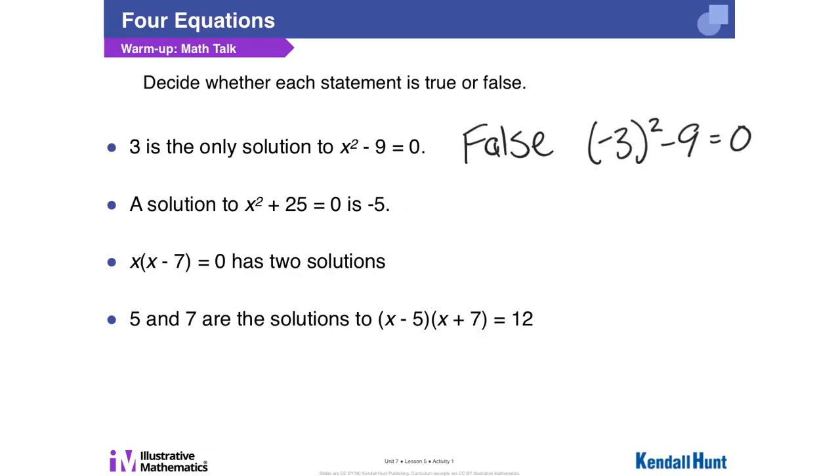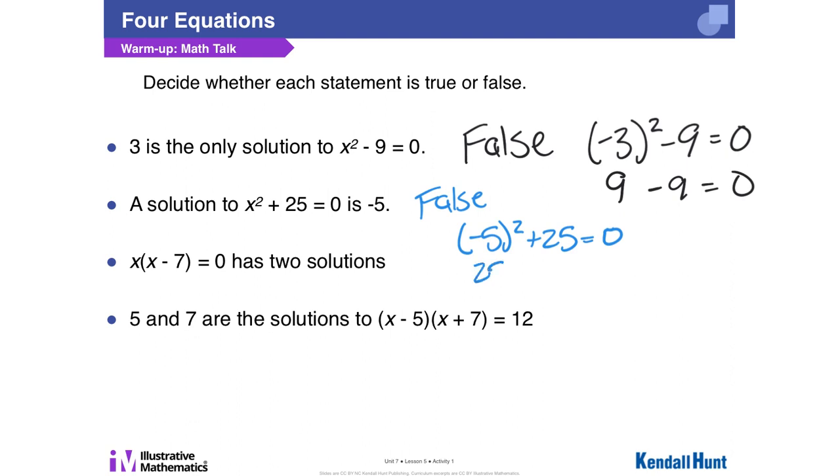This first one is false because negative 3, if I plug that in for x, would also make it equal to 0. Negative 3 squared is negative 3 times negative 3, which is positive 9, and so that is 0 as well. So there are 2 solutions to that first one. The second one is false because if I plug in negative 5 for x, negative 5 squared is negative 5 times negative 5, which is a positive 25. That is not going to equal 0.